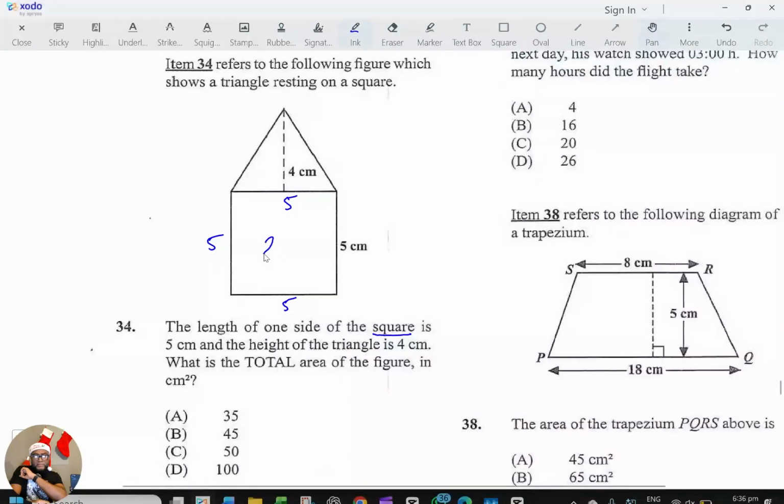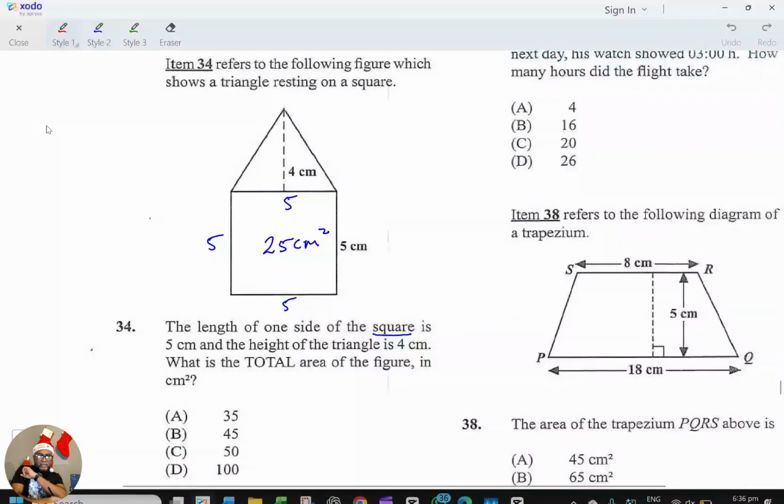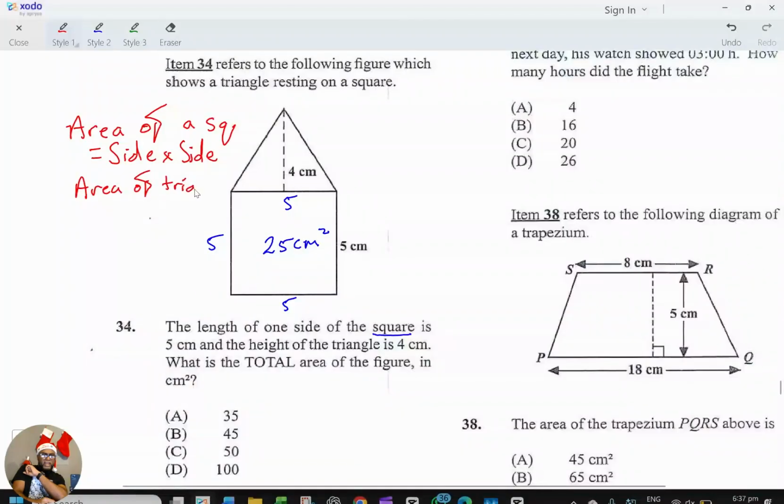What's the area of the square? 25. For those who are forgetting these things, area of a square is equal to side multiplied by side, right? Somebody's mic is on. Amelia, your mic is on. And then area of a triangle would be equal to base multiplied by height all over 2.